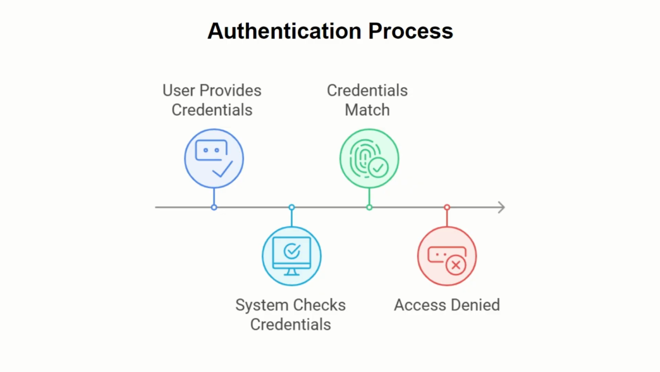The process for authentication is: users provide credentials like username and password. Then the system checks credentials against stored information. If the credentials match, the user is authenticated. If not, access is denied.